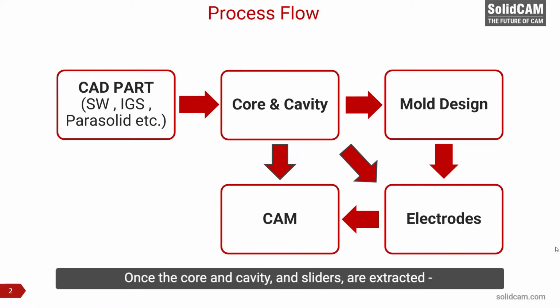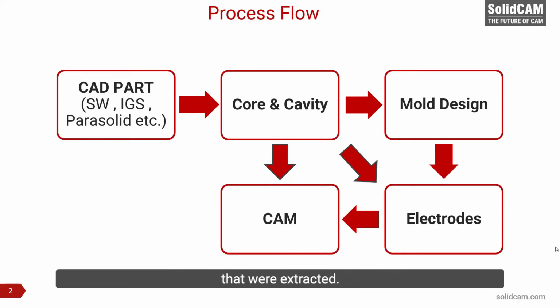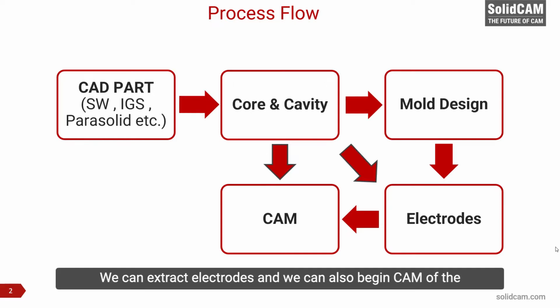sliders. Once the core, cavity and sliders are extracted, there are three processes that can start simultaneously in SolidCAM. One, we can start making the complete 3D mold design of the part using the core, cavity and sliders that were extracted. We can extract electrodes, and we can also begin CAM of the core, cavity and sliders simultaneously.